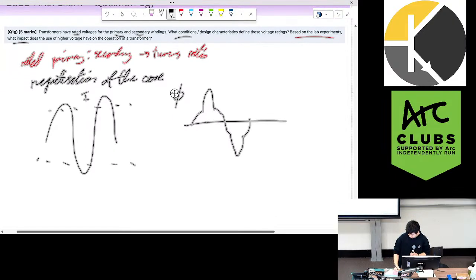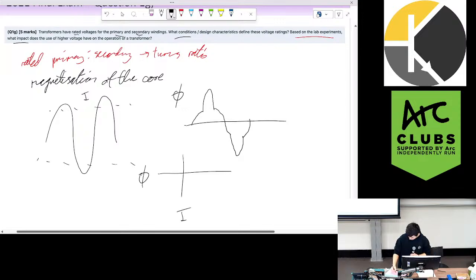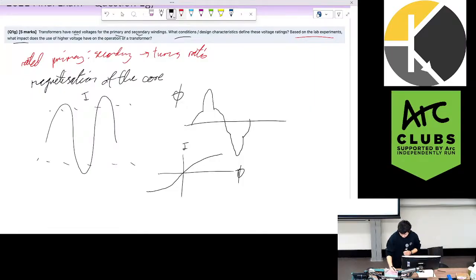And the reason is because the flux to current graph is something of a tan inverse graph. So, am I doing this the right way around? I to flux. Yeah. So there's a certain region in which we say, okay, it's not saturated, therefore somewhat linear relation, but as soon as we supply too much current, we see a massive jump in our phi.